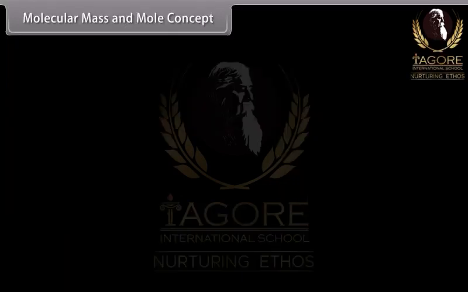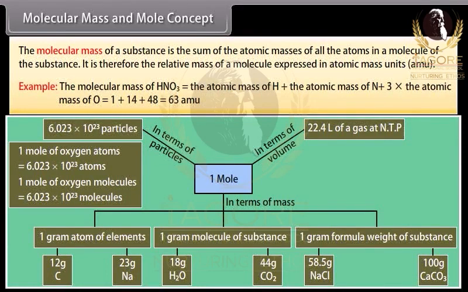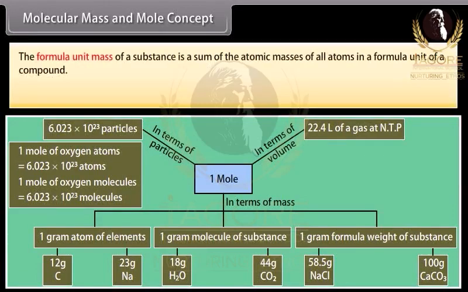Molecular mass and mole concept. The molecular mass of a substance is the sum of the atomic masses of all the atoms in a molecule of the substance. It is therefore the relative mass of a molecule, expressed in atomic mass units. Example, the molecular mass of HNO3 is equal to the atomic mass of H plus the atomic mass of N plus 3 times the atomic mass of O, which is equal to 1 plus 14 plus 48, which equals 63 units. The formula unit mass of a substance is the sum of the atomic masses of all atoms in a formula unit of a compound.